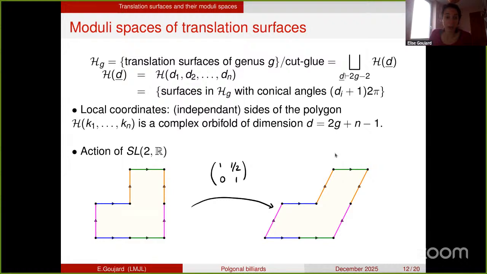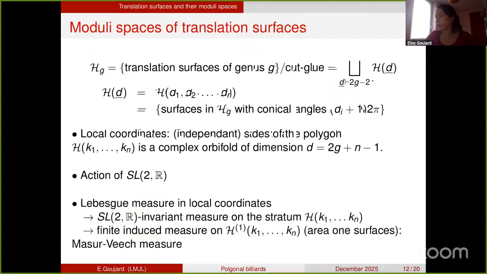There is a nice action on this family by SL2R. And what is this action? You just act on the polygon by SL2R, in the natural way. So you act on each vector defining the polygon by a matrix of SL2R. And it preserves the singularity data. So you land in the same family of translation surfaces.